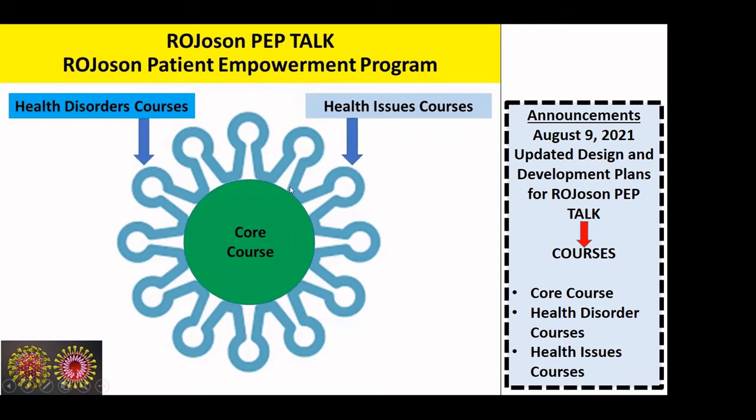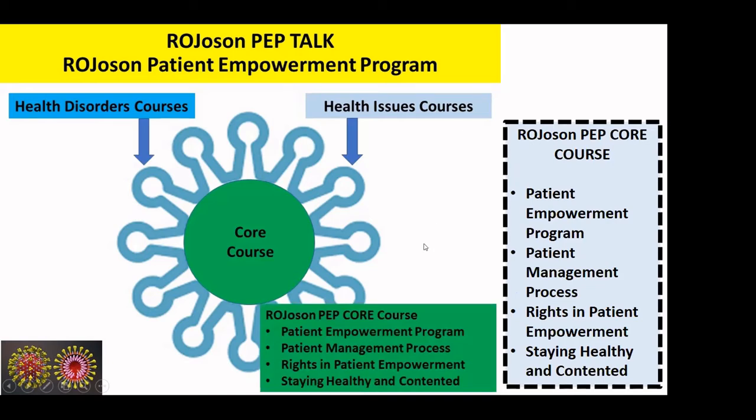So this is the core course. So coronavirus, there are spikes. So these are the health disorder courses and health issues courses that are being represented by the spikes. So the core courses include the following: patient empowerment program, which we have completed. Now we have completed, this is the last session for the patient management process. Then the rights in patient empowerment, which will run for another 2 weeks, and then staying healthy and contented. This will be the last module on this PEP and this core course.